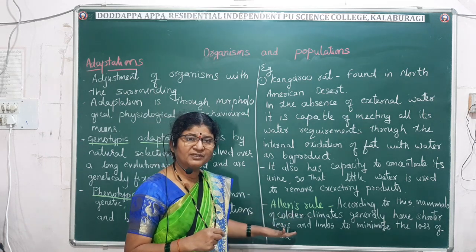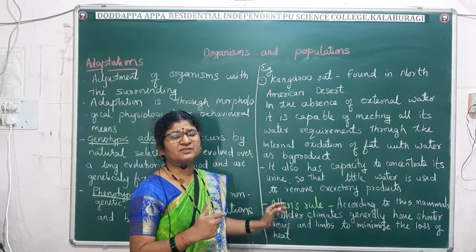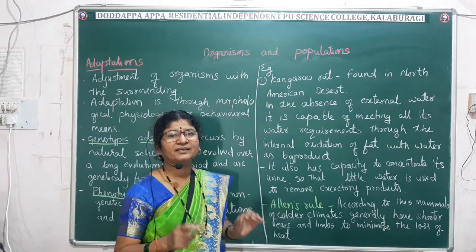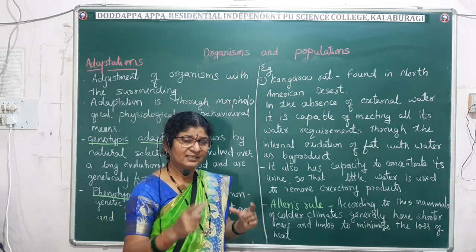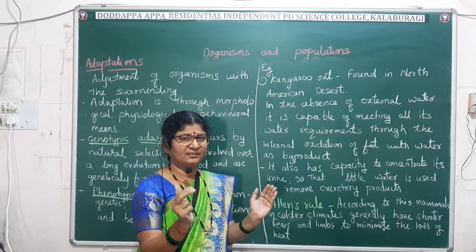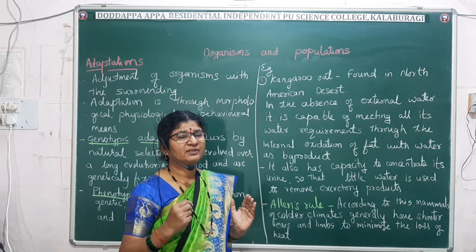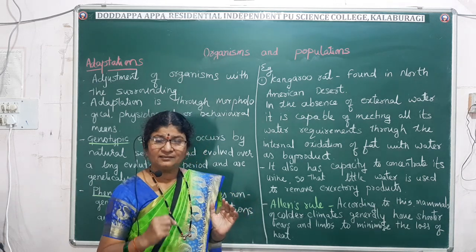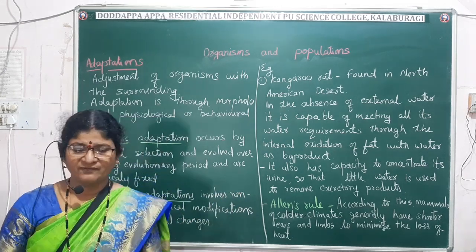And then I told you about Allen's rule. Allen's rule applies to those mammals which live in the colder regions. You can take any example. The body extremities like ears and limbs are shorter, and the body will be bigger, more concentrated. It will have a big body just to conserve the loss of heat energy. Now let us see some of the examples. Let me just wipe the board.